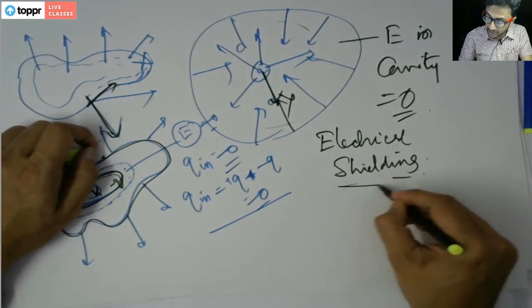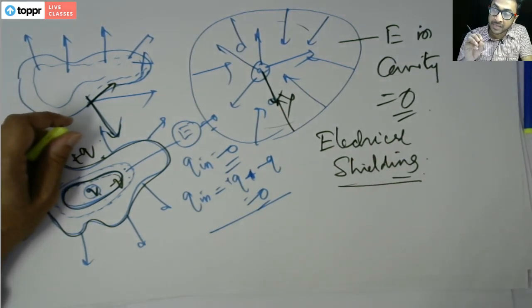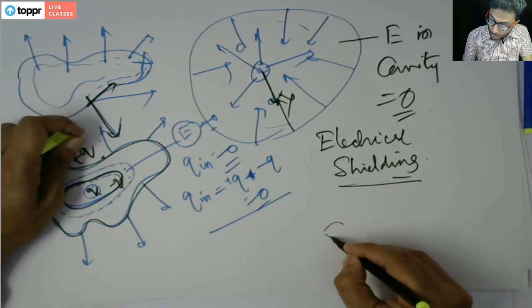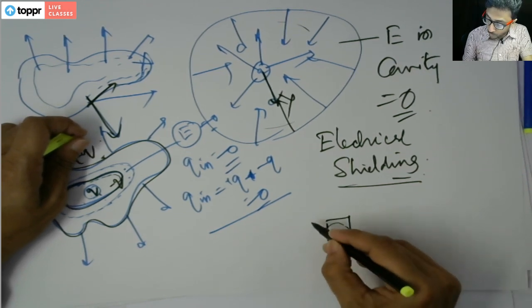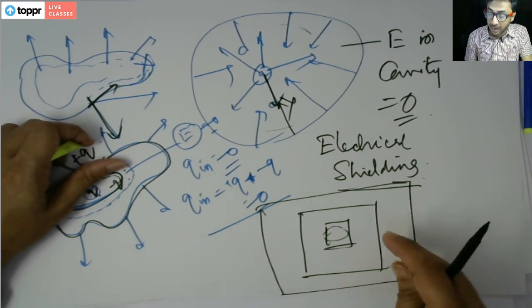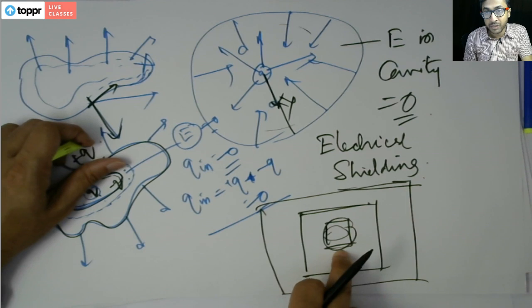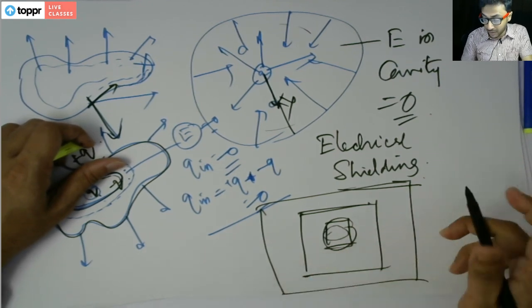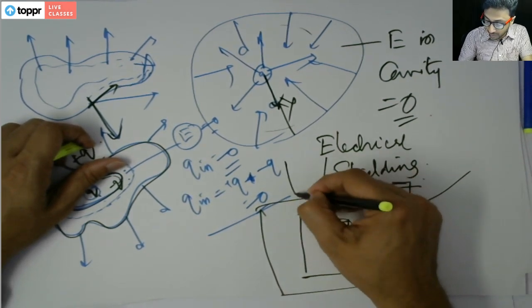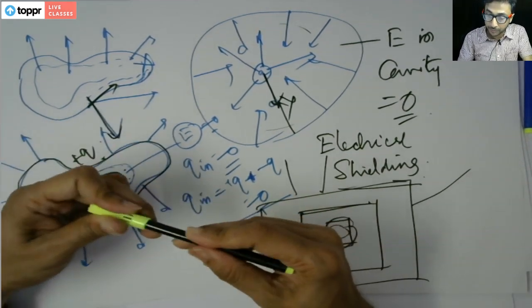Right? Electrical shielding means, suppose we want to protect a very sensitive electrical instrument. What we do, we make a covering of conductor, and we keep this electrical instrument within the cavity, right? So no external electric field can influence it. Okay, now let us solve 2-3 problems.